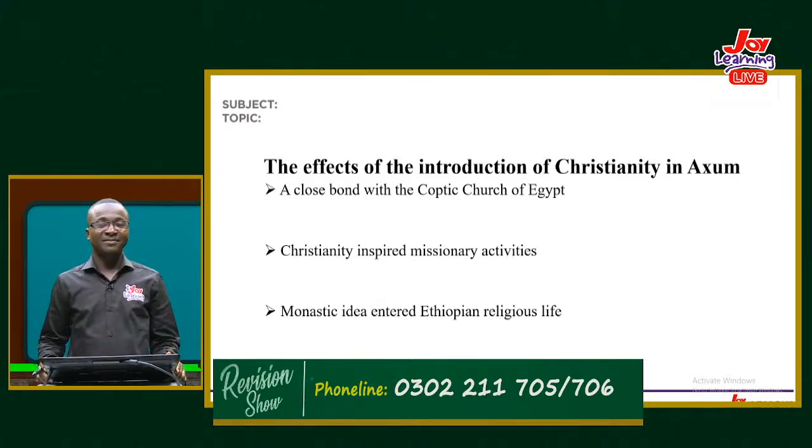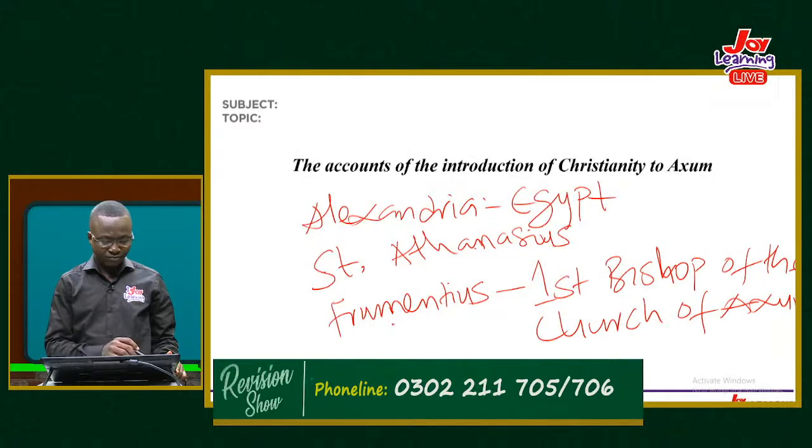Okay, so I'm going to talk about how Christianity was introduced in Axum. Christianity came to Axum in the year AD 333. There was an incident, a shipwreck, that happened where Axum was. Two brothers survived the shipwreck. Those two brothers were Frumentius and Aedesius. They were from Assyria.